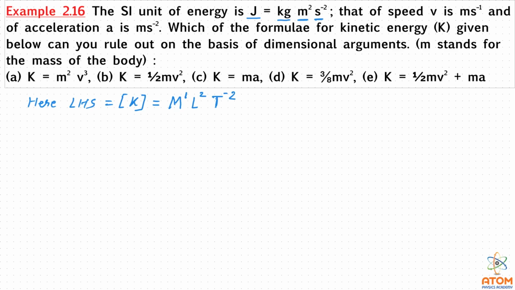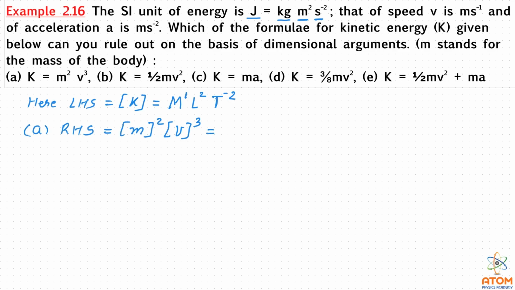Now let us check the right hand side of every equation. We'll start from A. In the first equation A, the right hand side is, you can see, m²v³. So I have to put the dimensional formula of m, then square, and the dimensional formula of v and cube.